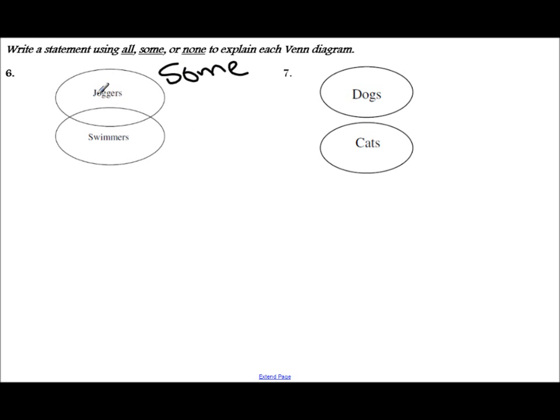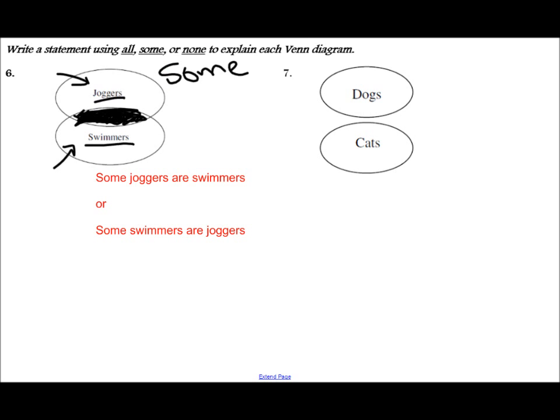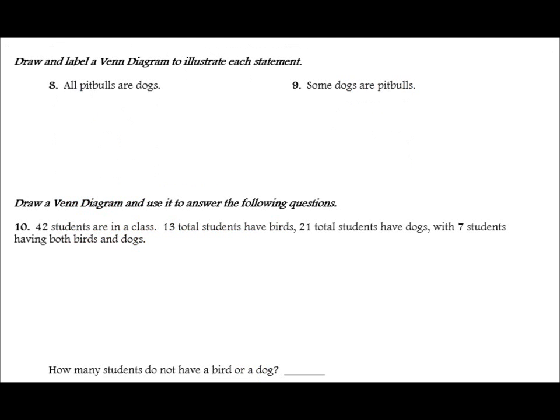So we can say that sometimes there are joggers who are also swimmers, and that area is here. So anybody that falls into this area is a jogger who is a swimmer. These people are only joggers and these people are only swimmers, but these people are joggers and swimmers. So our some statement would be that some joggers are swimmers, or we can say some swimmers are joggers, and the order of those words is not important.